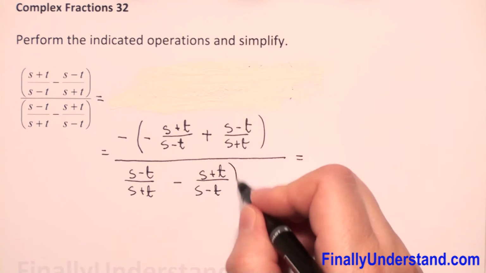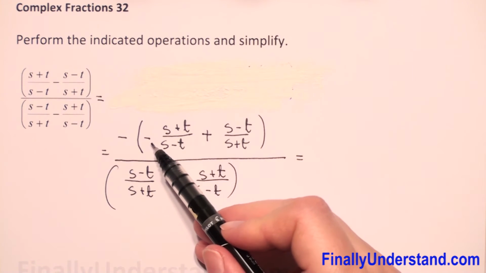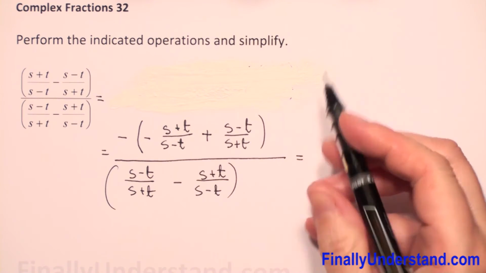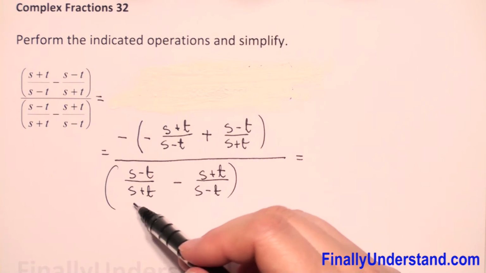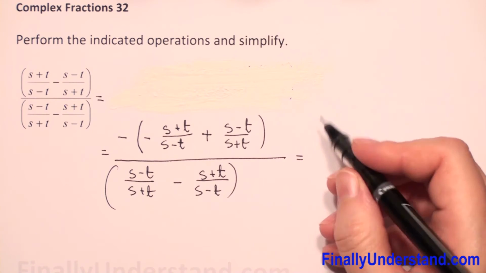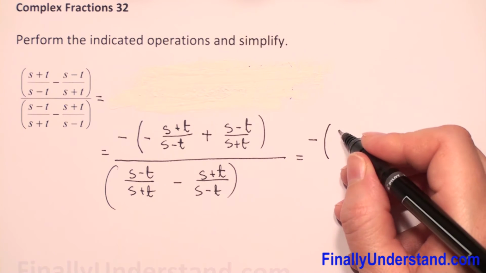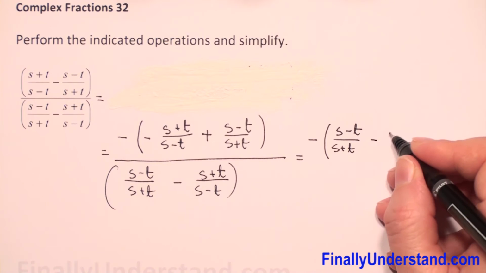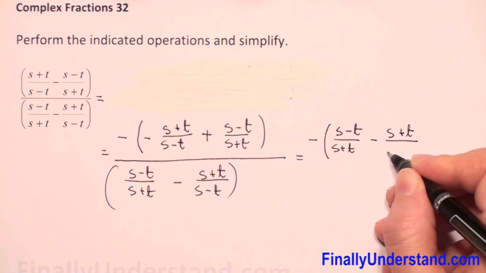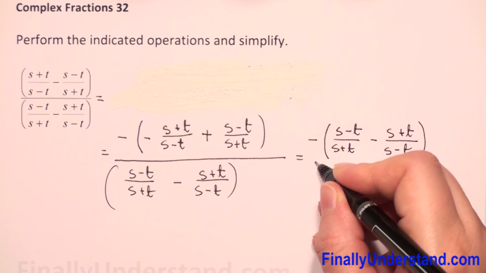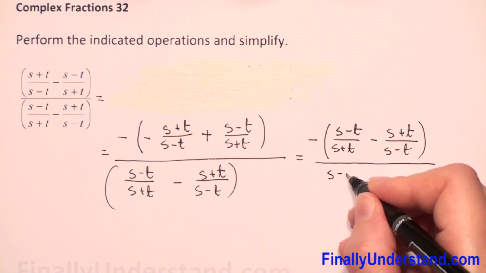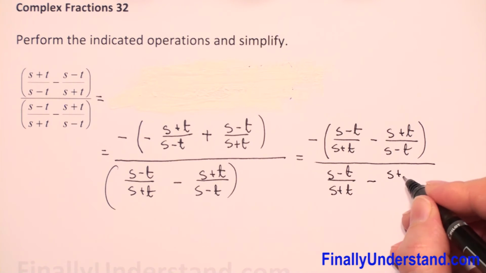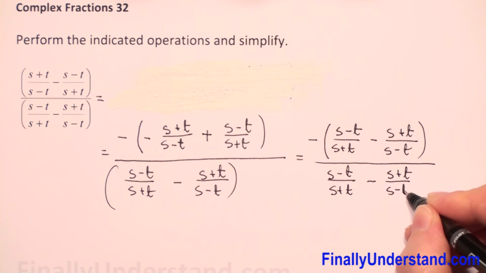Now I will put the positive algebraic fraction first and then the negative. So we will have the same order as in the denominator. So the negative sign we have to copy, and now I will have s minus t over s plus t minus s plus t over s minus t. And over we have s minus t over s plus t minus s plus t over s minus t.